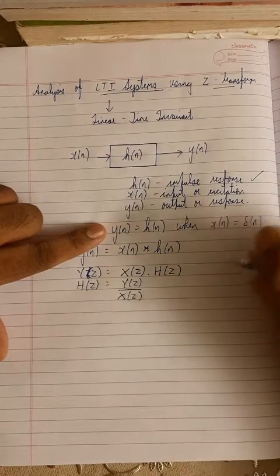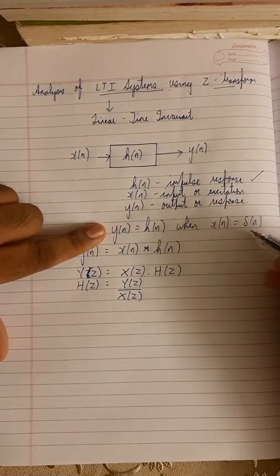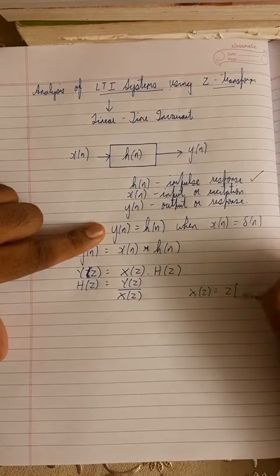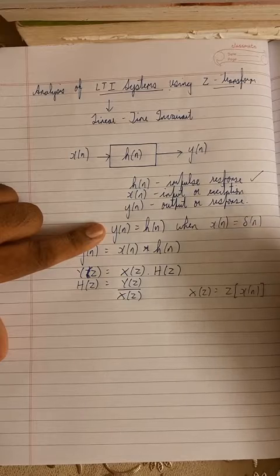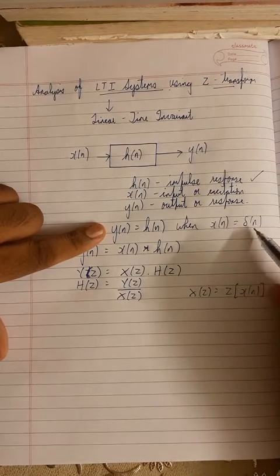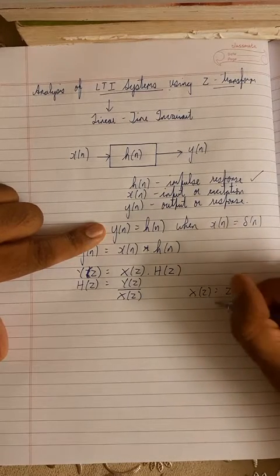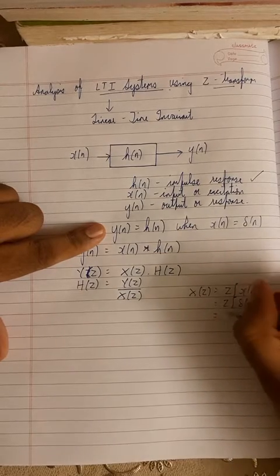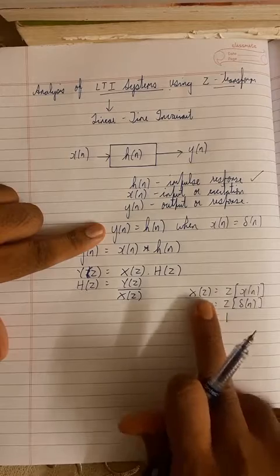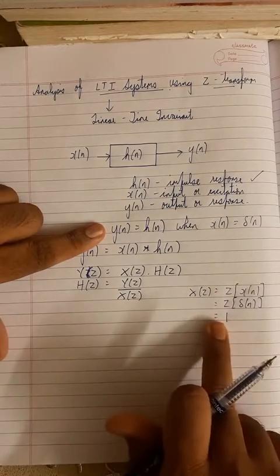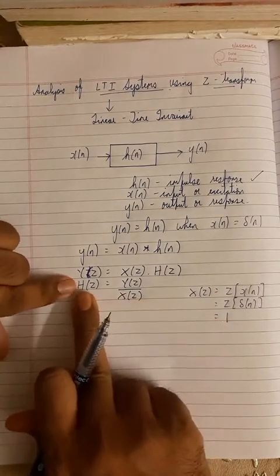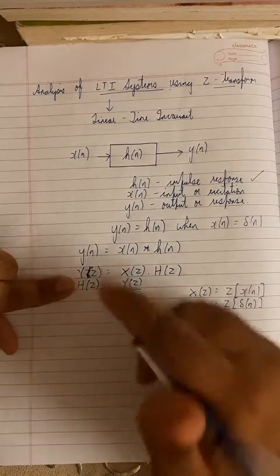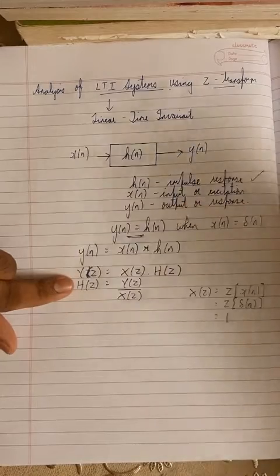The reason is, if the input is an impulse signal, then your x of z is equal to the z transform of x of n, right? And if this x of n is del of n, if x of n is an impulse signal, then the z transform of del of n, you will get it as 1. So if I substitute x of z is equal to 1 over here, I will get h of z is equal to y of z. You see, this is nothing but the equation I'm getting over here.